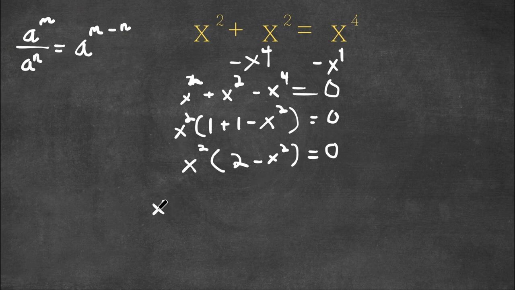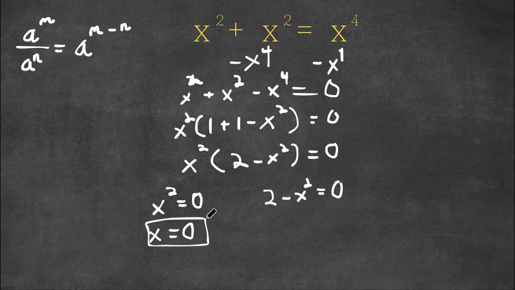And now this gives us two equations. Our first equation is x squared is equal to 0, and our second equation is 2 minus x squared is equal to 0. Now for x squared equals 0, well, this is simple. The only number that when squared equals 0 is simply just 0. So for this, we have x is equal to 0.